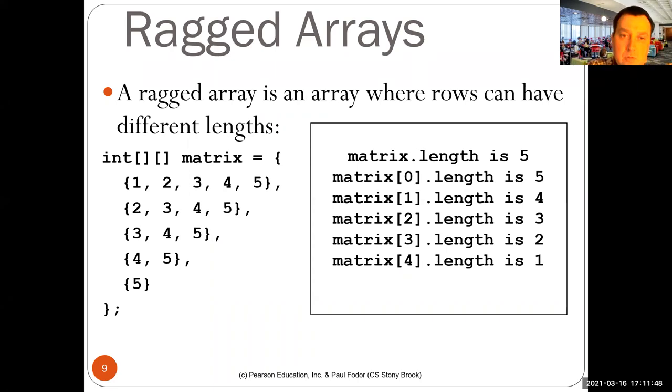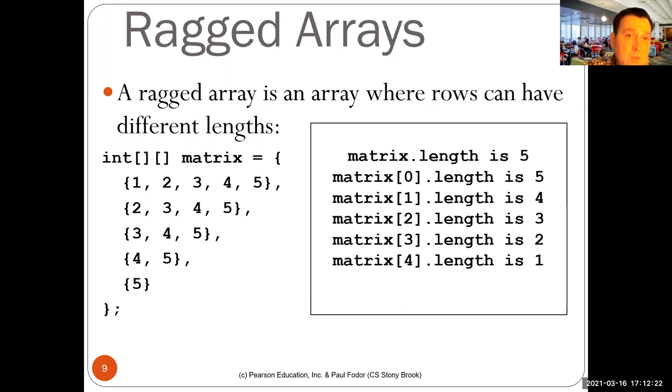Okay. So in this example, I define a matrix which is an array of arrays of integers. In the first row I have 1, 2, 3, 4, 5. In the second row, I have 2, 3, 4, 5, and so on. It's not a requirement that you have some kind of triangular matrix. As long as one row has a different number of elements than another row, you have what is called a ragged array. Basically, an array where the rows can have different lengths.